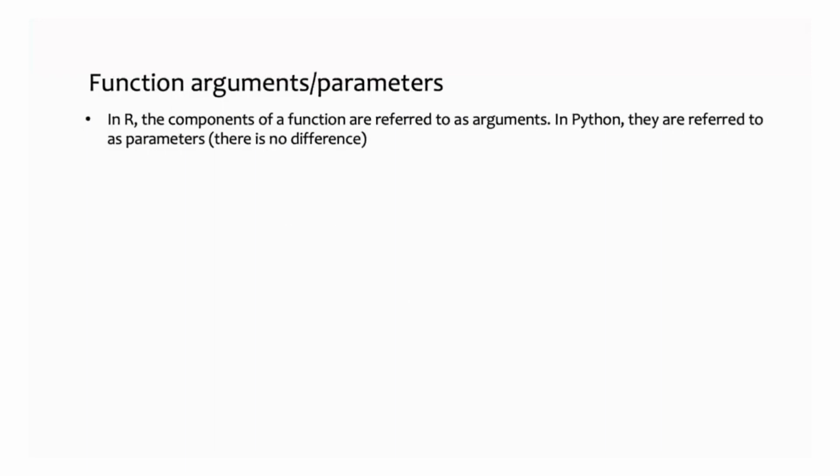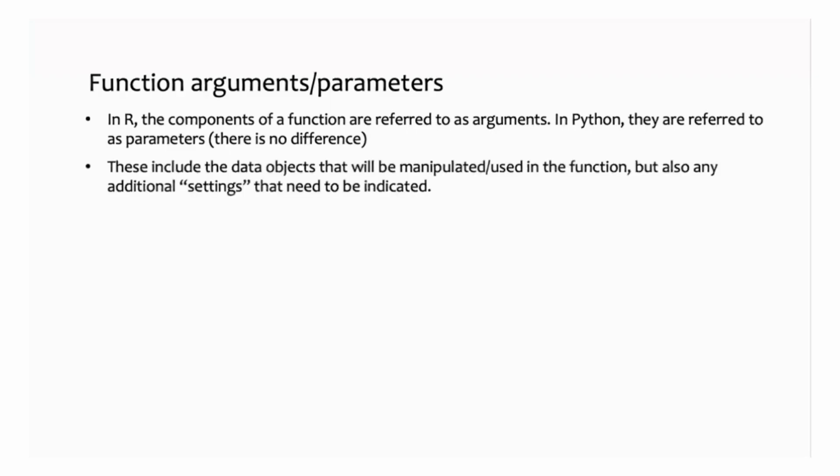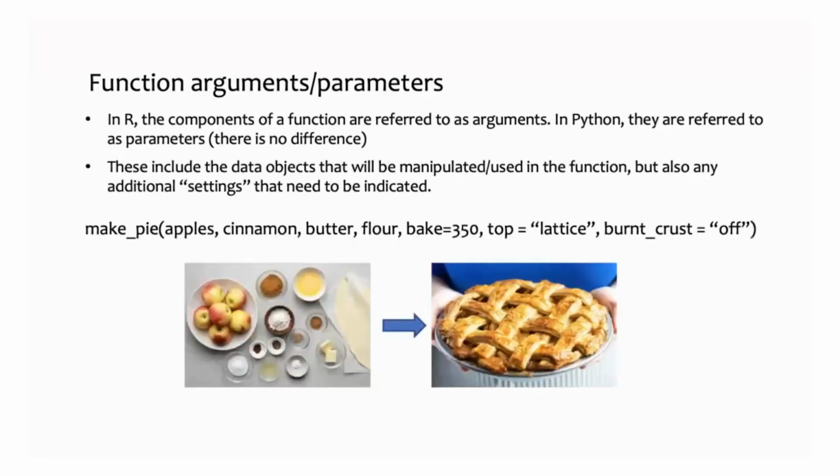So let's talk a little bit more about these arguments or parameters. And we sort of use those two terms interchangeably. In R, technically they're referred to as arguments. In Python, they're called parameters, but there's really no difference. They refer to the same thing. It's the stuff that goes in a function. And these include the data objects that will be used or manipulated, but also any additional settings that need to be indicated, like I just said. So again, in this example, everything inside of the parentheses is an argument or parameter.